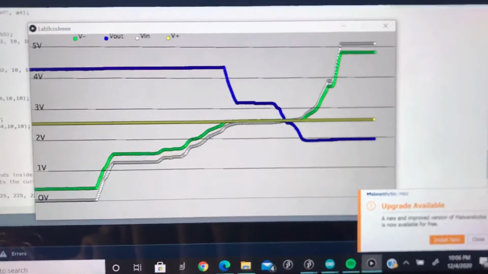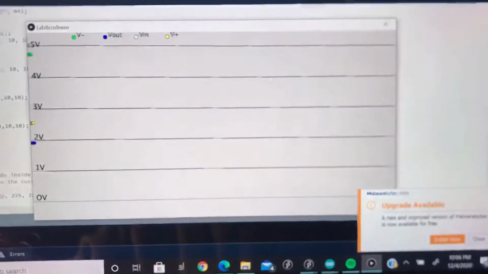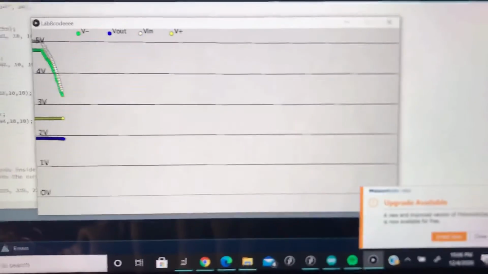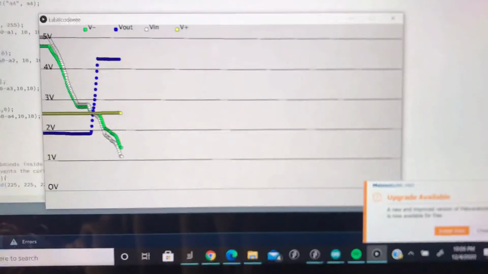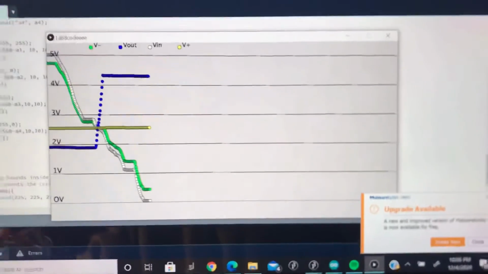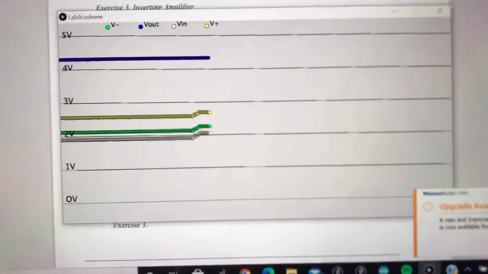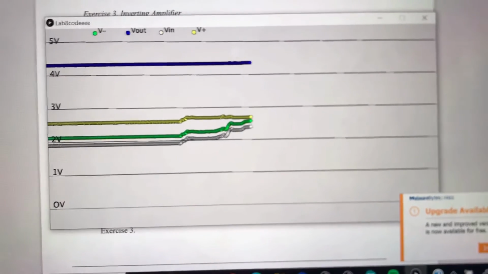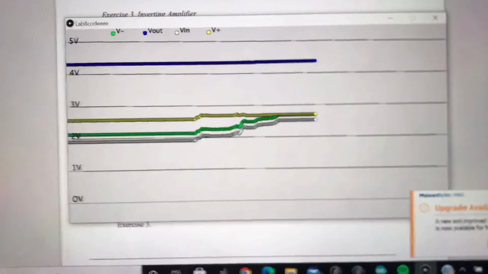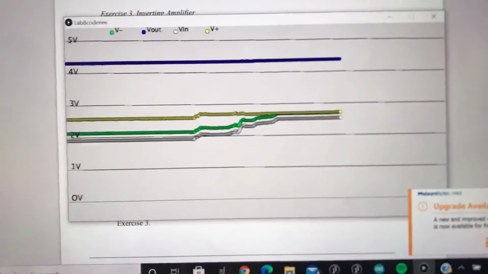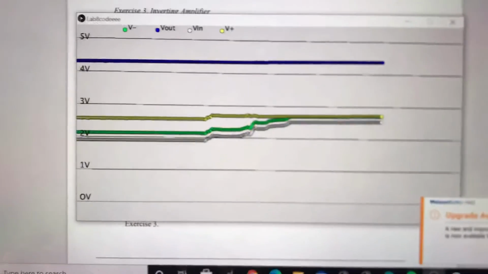So V out is able to reach its max when we instead turn V in below 2.5 volts, so below V plus. With the inverting amplifier, the way V minus is behaving when V out reaches its max, it's actually equal to that 2.5 volts. So V minus equals V plus when V out is at its max.